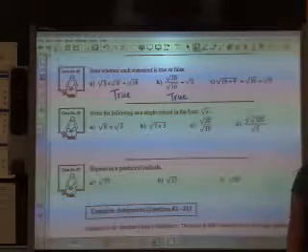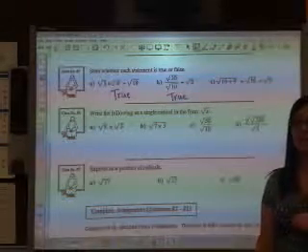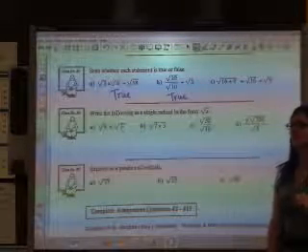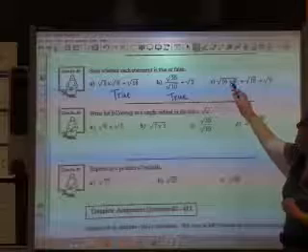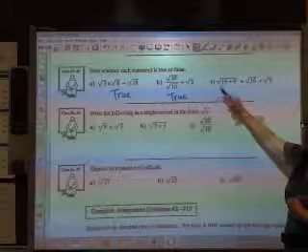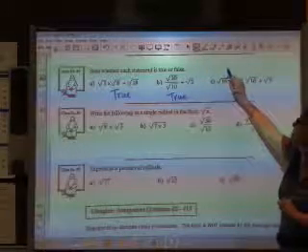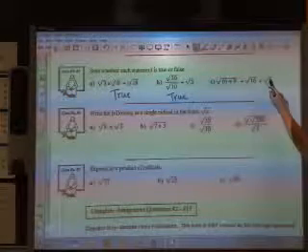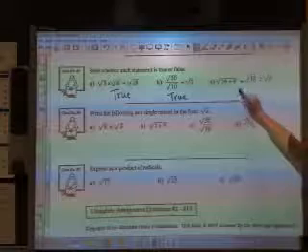If I take the square root of 16 plus 9, is that the same as the square root of 16 plus the square root of 9? No. 16 plus 9 is 25. Square root of 25 is 5. This is 4 plus 3, which is 7. This is false.